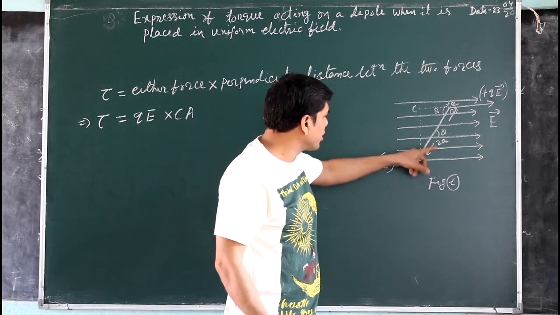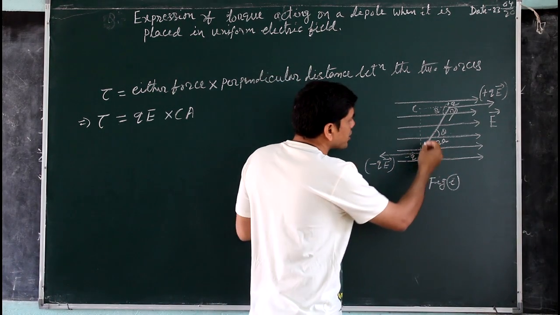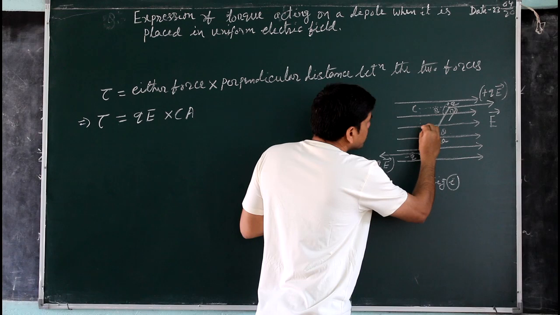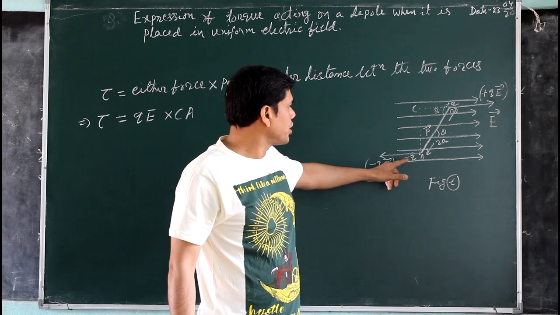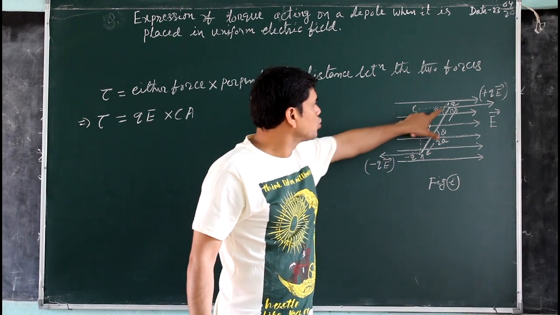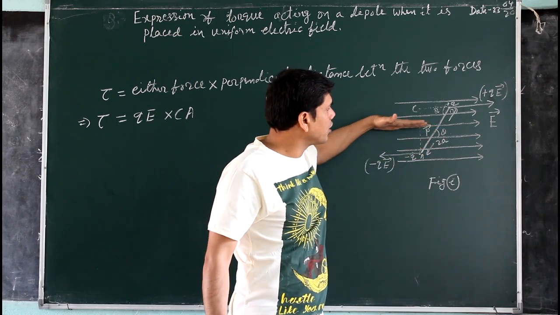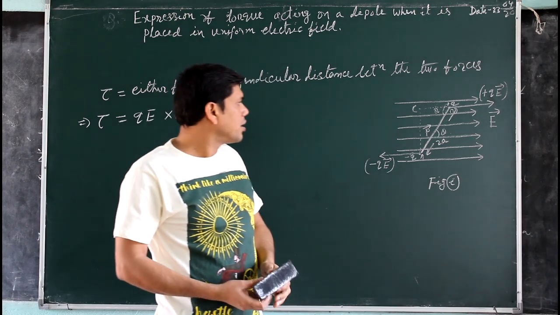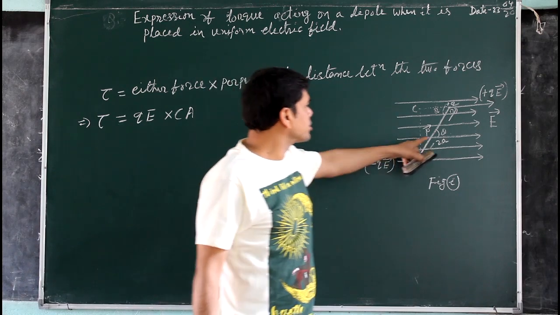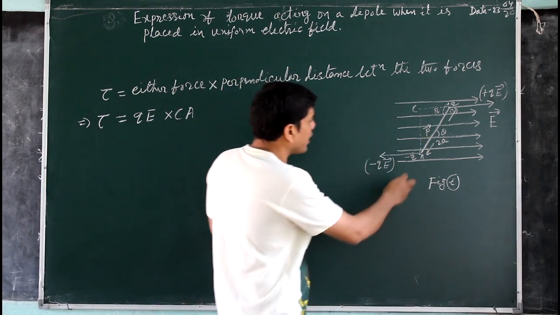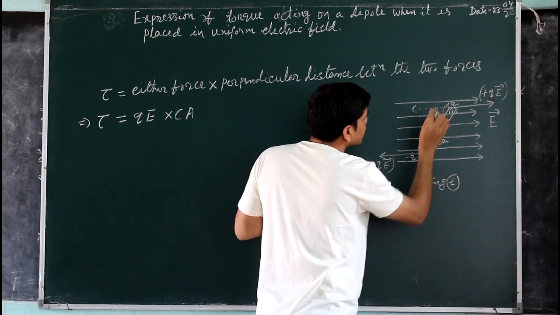As shown in figure 1, as already discussed in the last video lecture, the direction of the dipole is always from minus q charge to plus q charge. The direction of the dipole moment is along this direction, and the direction of the electric field is along this direction. So the angle made by the dipole moment and the electric field is denoted by theta. Again, ACB is a right angle triangle and this angle is theta.